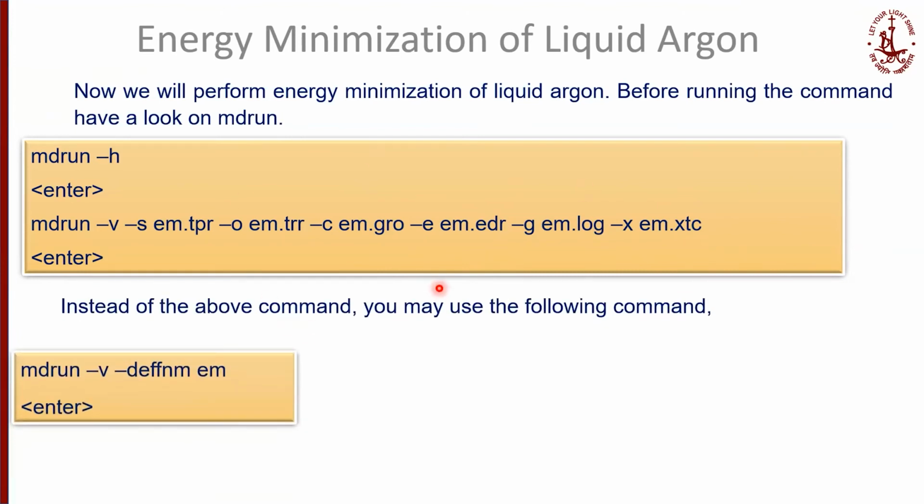Once you type enter, now instead of typing this entire thing, you can use a shortcut also. mdrun -v -deffnm em. If you type out this command, all these files will be generated with an initial of EM. So you don't actually have to type out all these things. You can use a shorter command also.